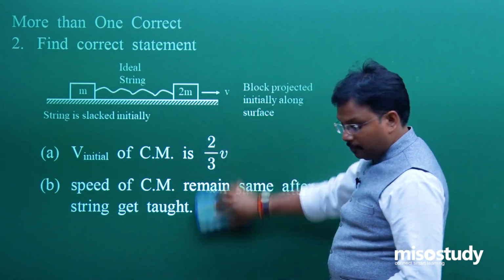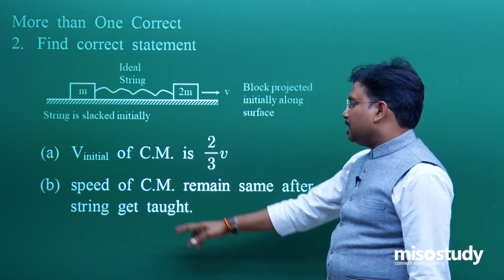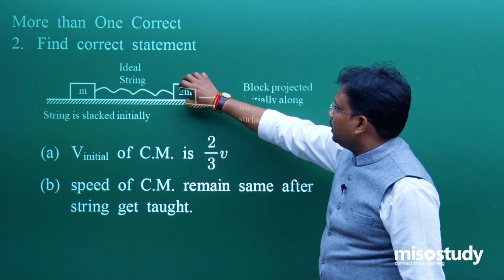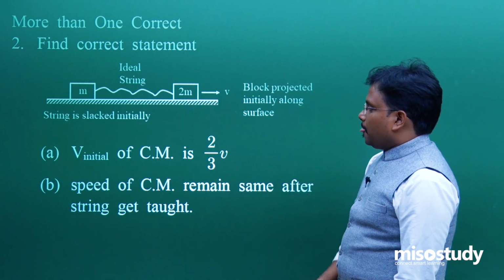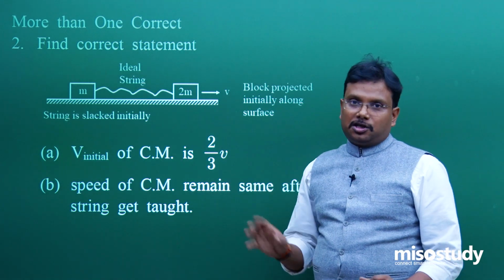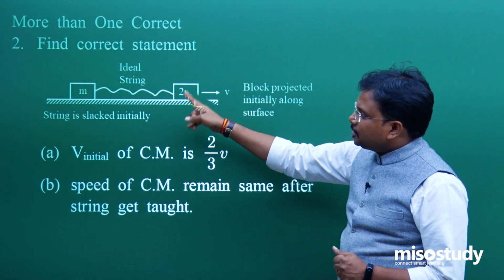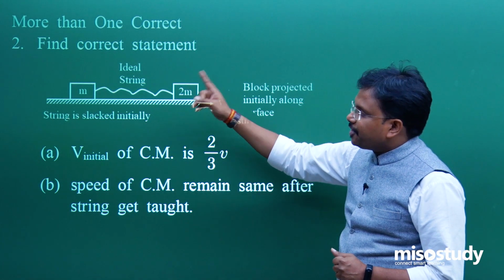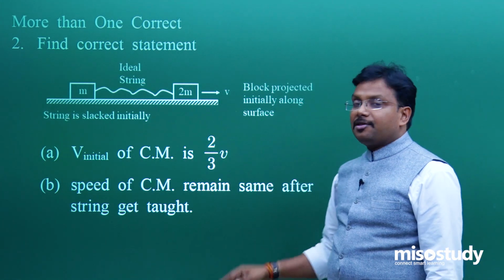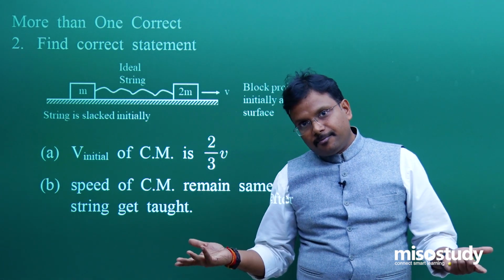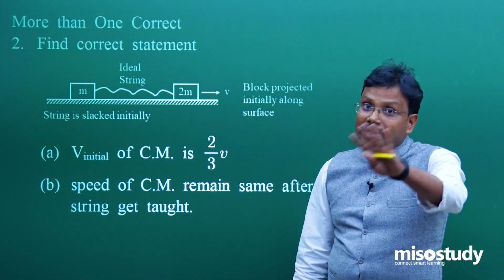Now, second option: speed of center of mass remains the same after the string gets taut. When it starts moving, a time will come when the string is going to be tensed. Will the speed of the center of mass change? Is it a correct statement? We will try to find out. As such, no external force is acting, which means the center of mass velocity will remain the same. So option B is also correct.